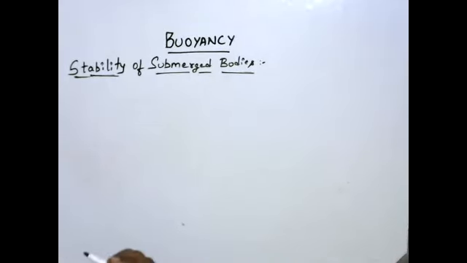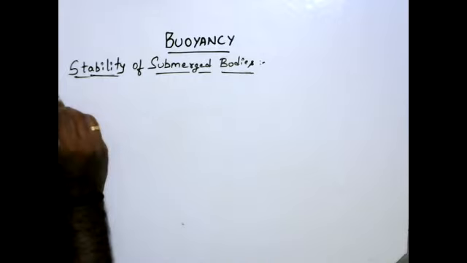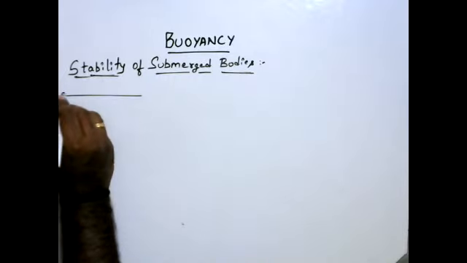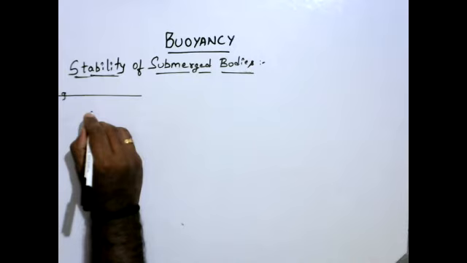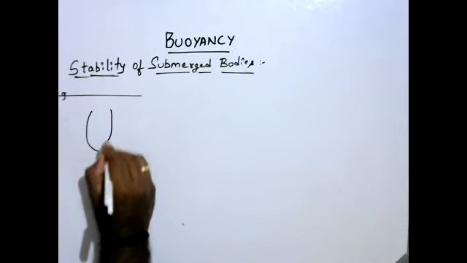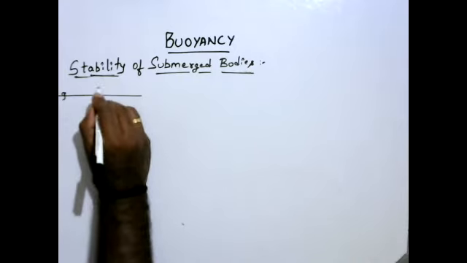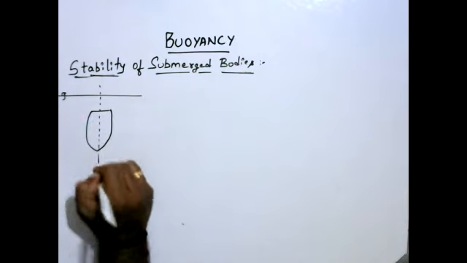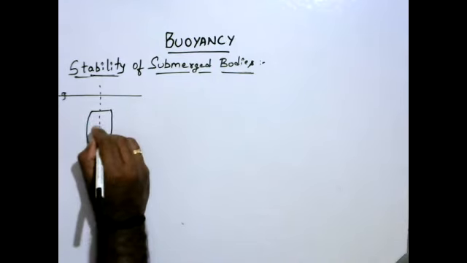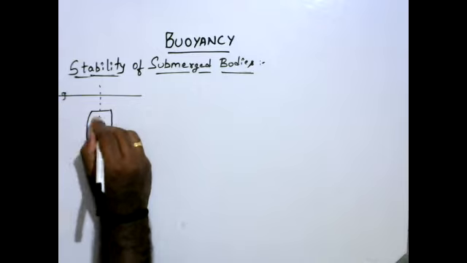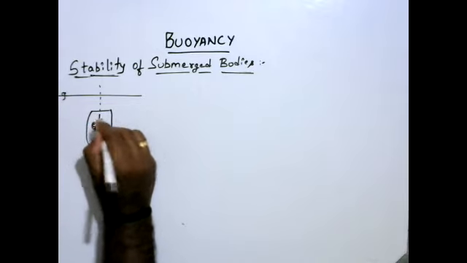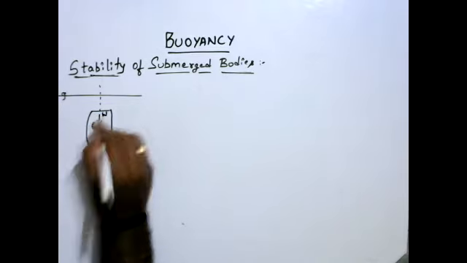Hi everyone. In this video, we'll see the stability of submerged bodies. For this, let me consider a body which is completely submerged in a liquid. So this is the body. This is the axis of that body. I'll mark the center of gravity G. This is the point where the weight of the body is acting.